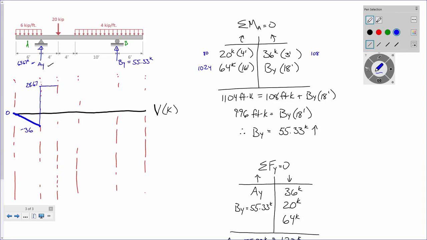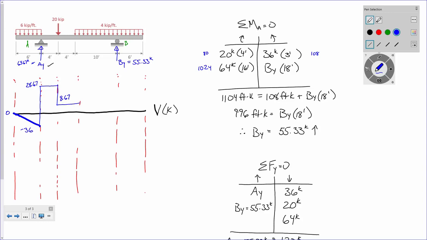Now I follow this over and I have nothing going on. It's saying, okay, Greg, you can relax for a little bit. Whoa, go down 20 kips. So I go down 20 kips. If I'm at 28.67 and I go down 20 kips, that puts me at 8.67, right? So now it's smooth sailing.